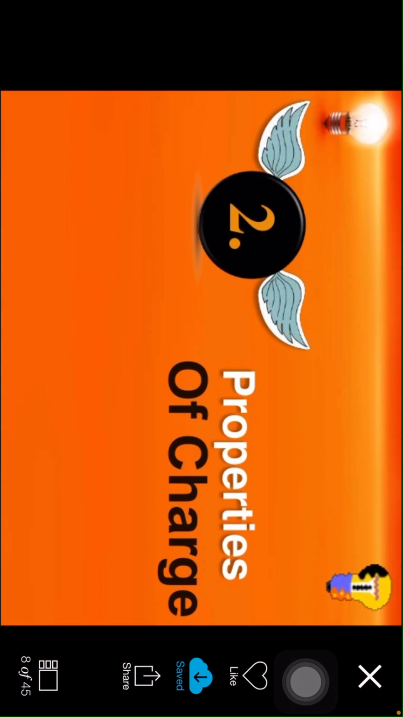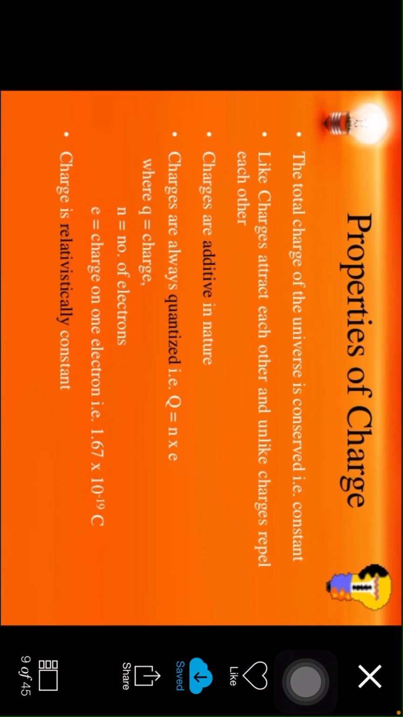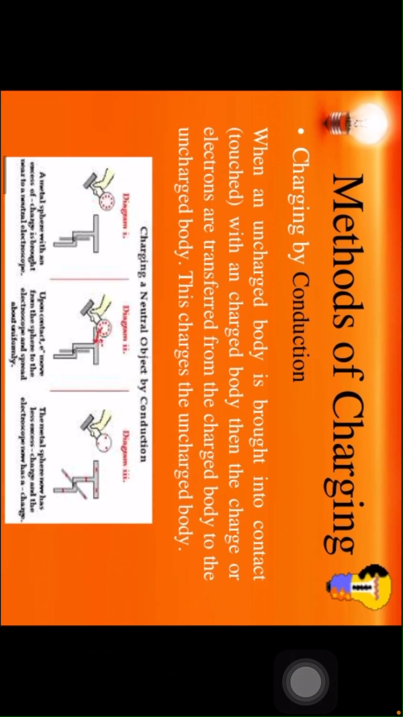Now, what are the properties of charge? The total charge of the universe is conserved, that is constant. Like charges repel each other and unlike charges attract each other. Charges are additive in nature. Charges are always quantized, that is Q equal to n e, where Q is charge, n is the number of electrons, and e is the charge on one electron, that is 1.6 into 10 power minus 19 coulombs. Charge is relativistically invariant.